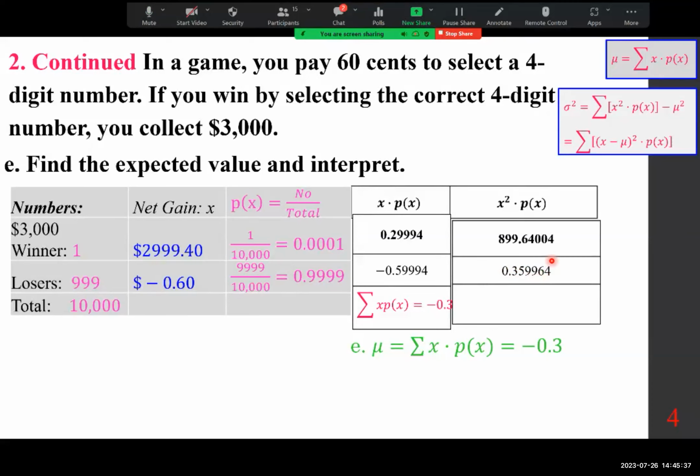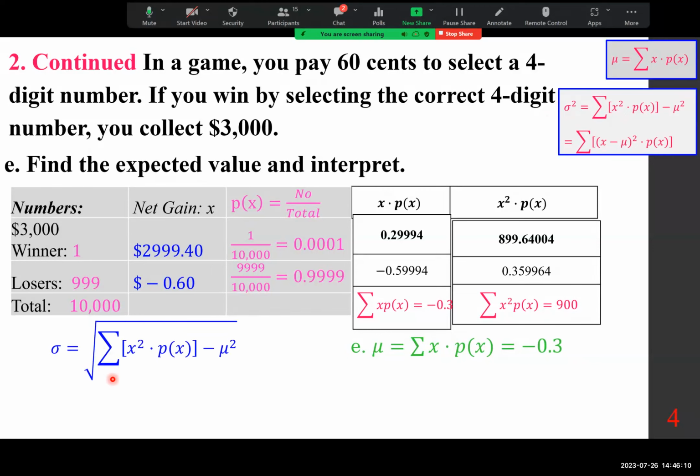Now, if we add these two, this is the summation of x squared p of x. So if we add these two, but to calculate sigma squared, we are going to subtract from this number the mu squared. That would be sigma squared, and remember, sigma squared is the variance. Sigma is the square root of that. So the square root of this is sigma.